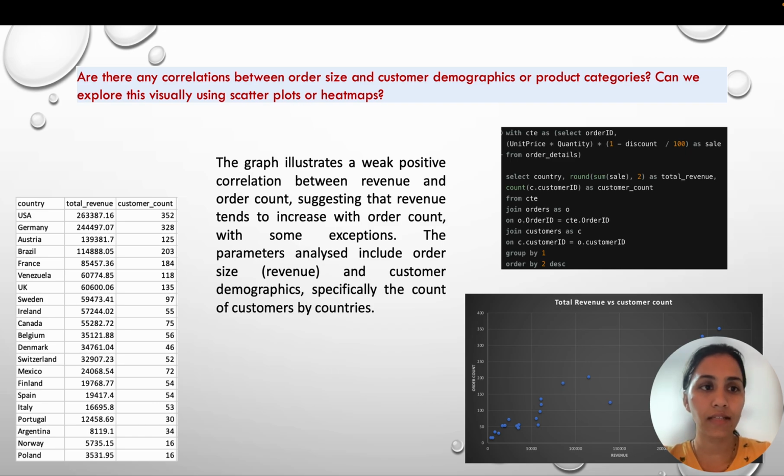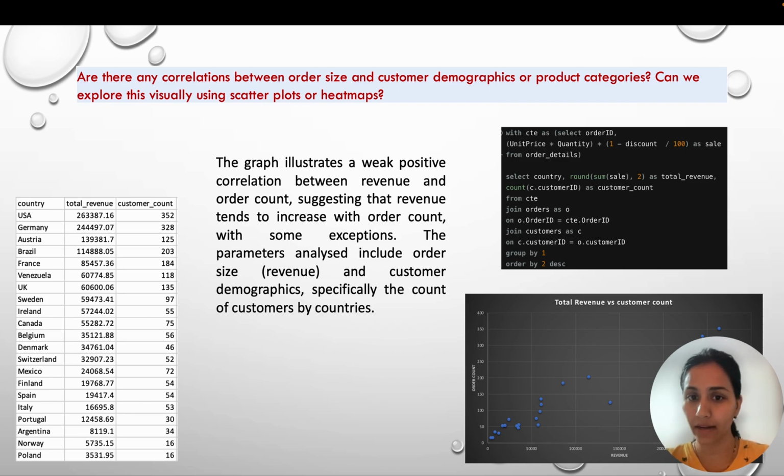Now the next question is, is there any correlation between order size and customer demographics or product category? Can we explore this visually using a scatter plot or heat map? So for this one, for the SQL query, I have created a CTE to find the revenue, and then for the data set, I have taken country as one entity and the other as total revenue and count of customers. So grouping by the country, we will be getting the total revenue and customer count.